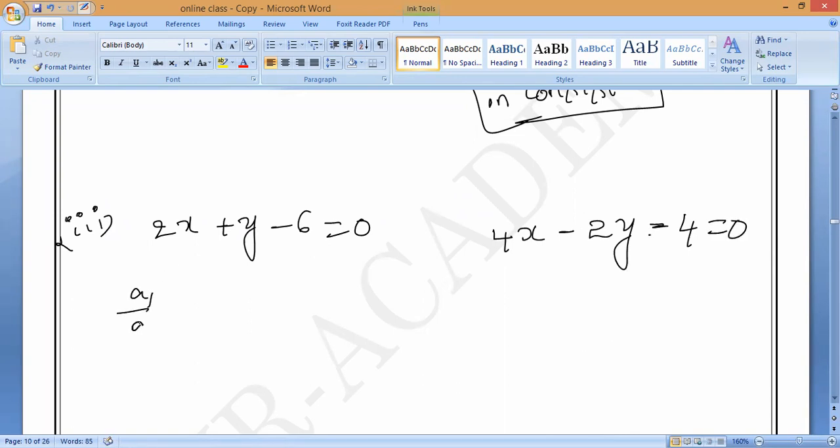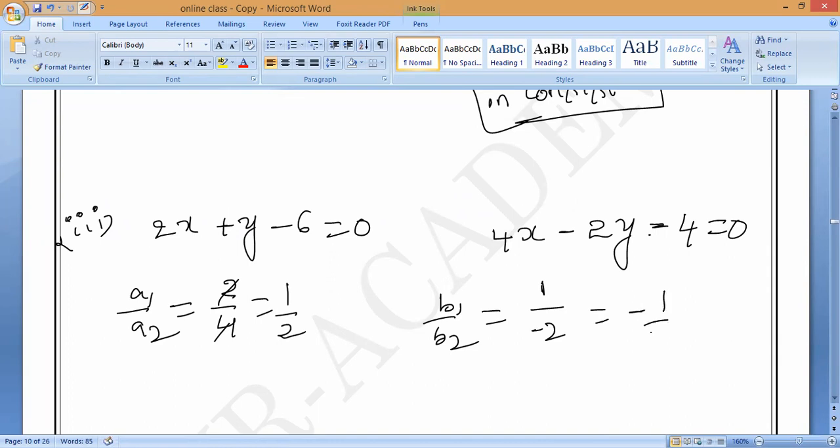What is a1 by a2? 2 by 4, which is equal to 1 by 2. Next, b1 by b2: minus 1 by 2, which is equal to minus 1 by 2.